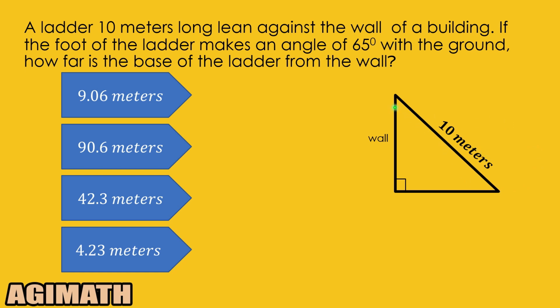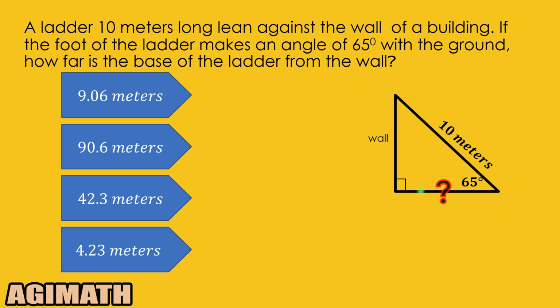And the foot of the ladder is somewhere here. It makes an angle of 65 degrees with the ground. So this is the ground. It makes an angle of 65 degrees. How far is the base of the ladder from the wall? So we are looking for the length of this side.